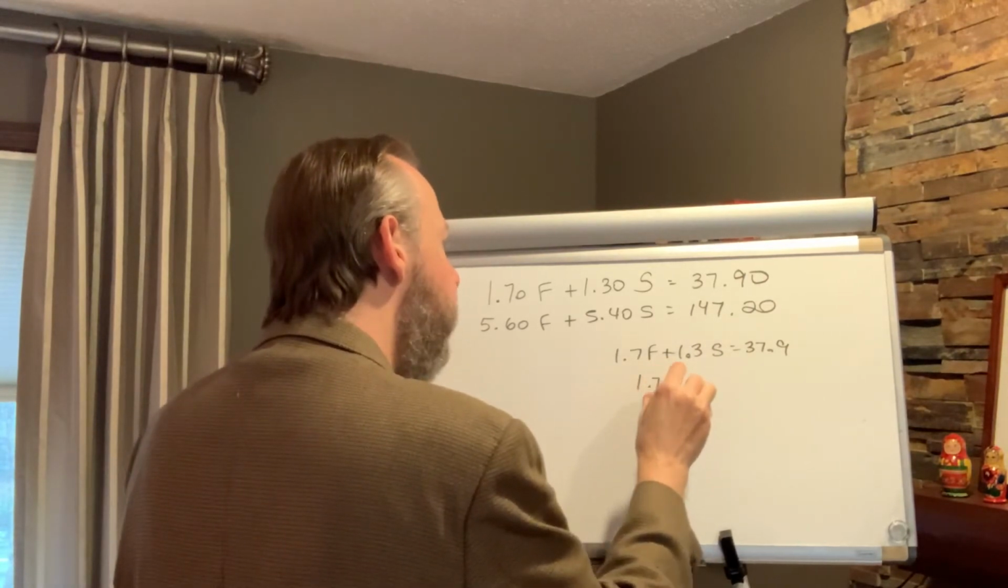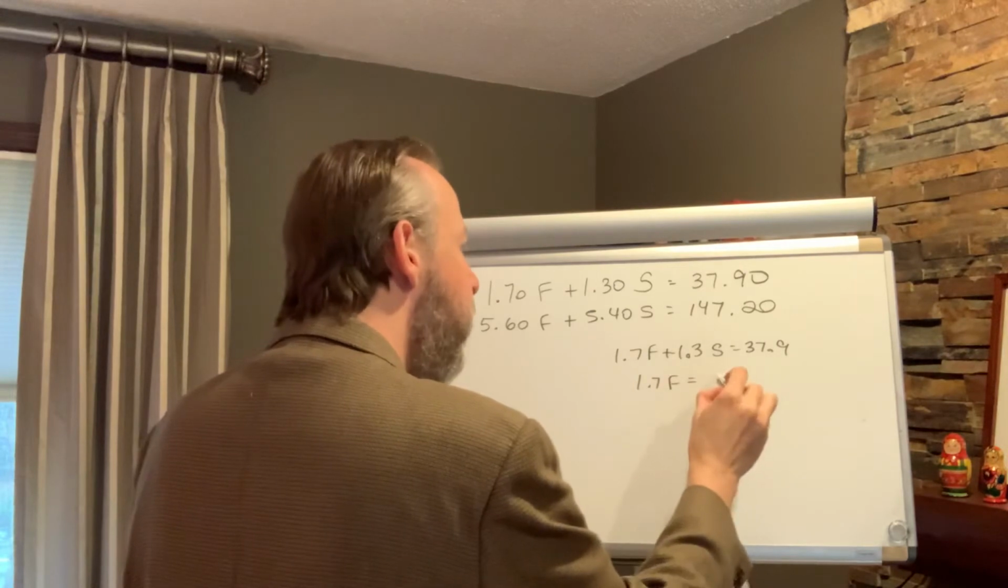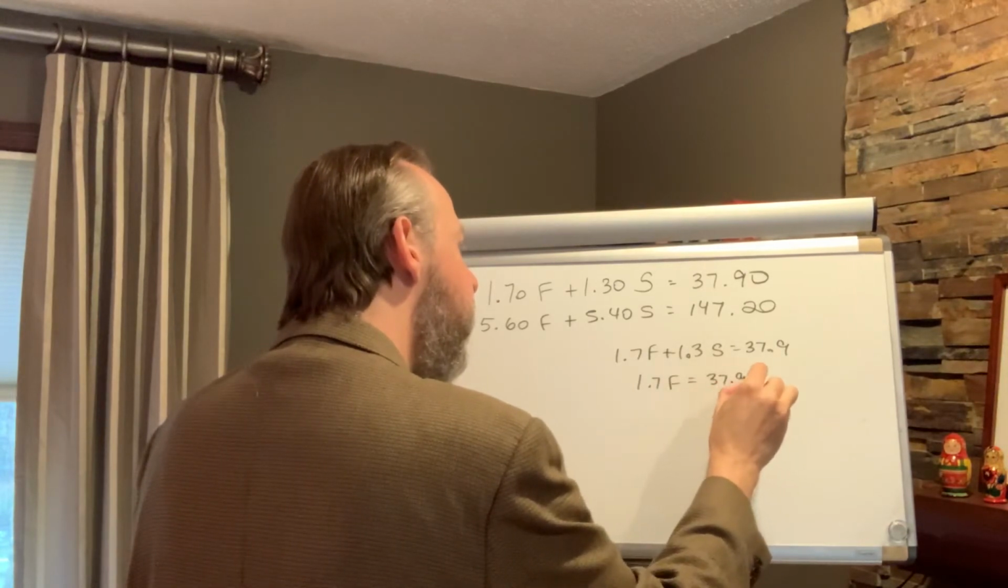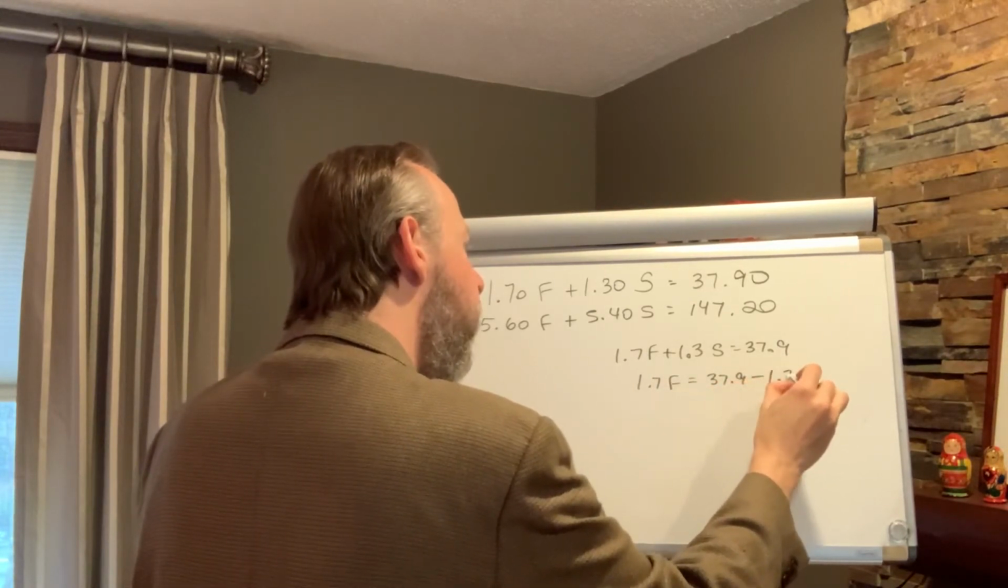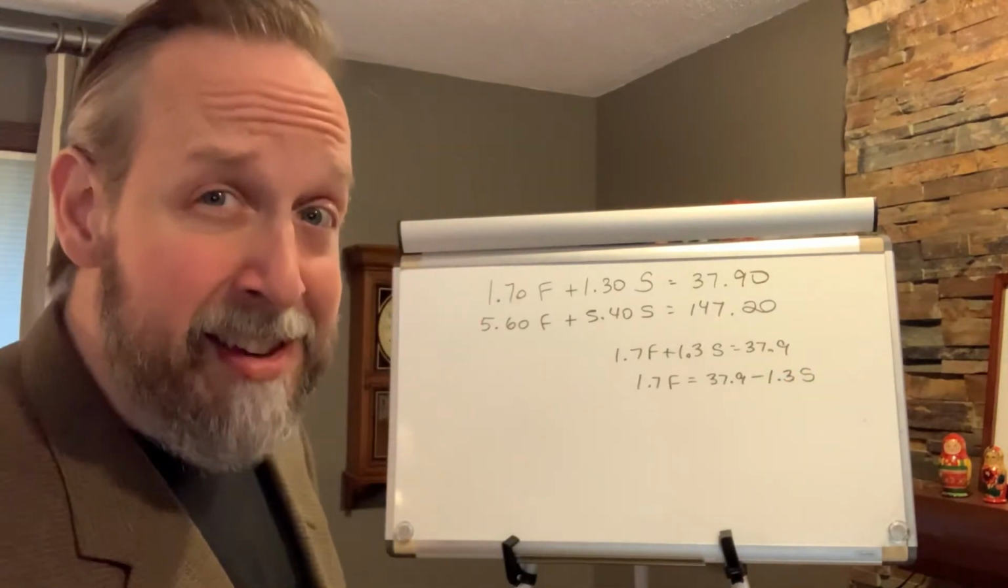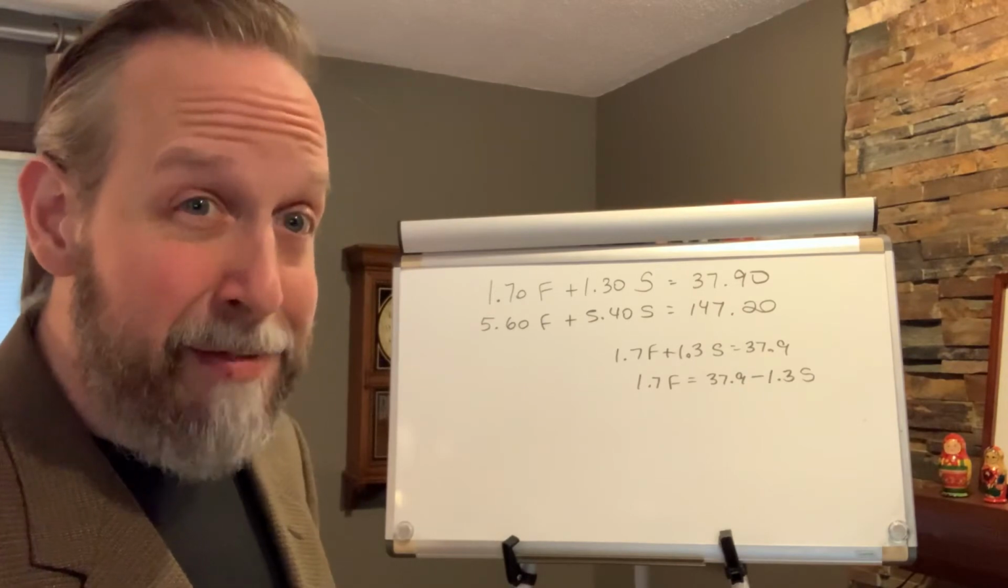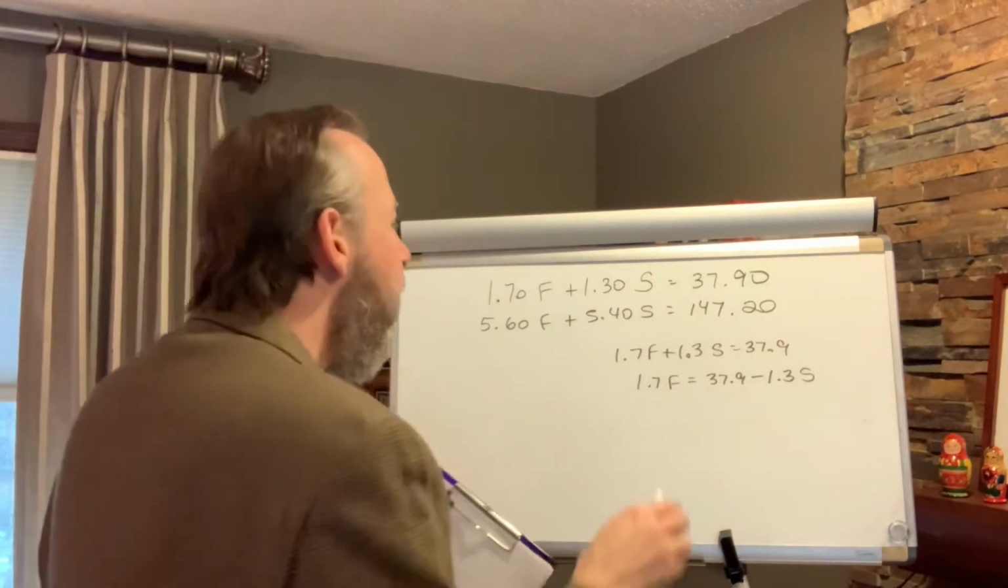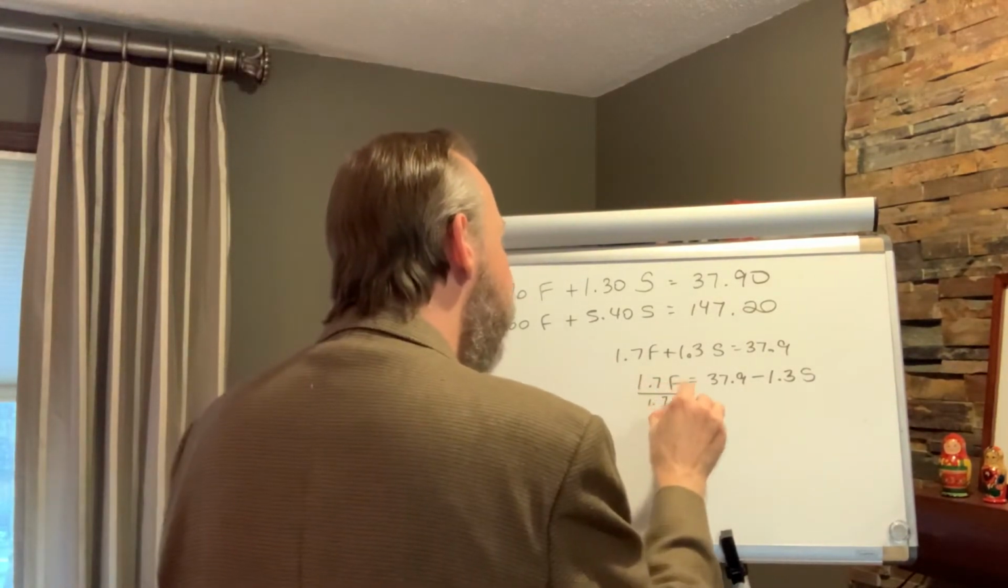So 1.7f equals 37.9 minus 1.3s. By the way, I hate using s as a variable. It looks like a 5. Be very careful. And I'm going to divide by 1.7.